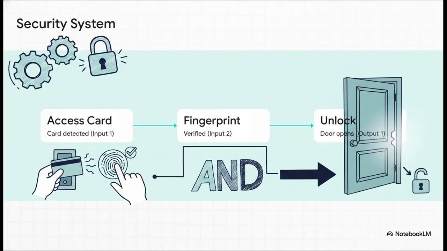To really ground this, just imagine a highly secure server room. Condition 1, an access card has to be detected. Condition 2, a fingerprint has to be verified. That door simply refuses to open unless both of those conditions are perfectly true at the exact same time. That everyday physical security requirement, that's a perfect real-world representation of a digital AND operation happening right there in the hardware.